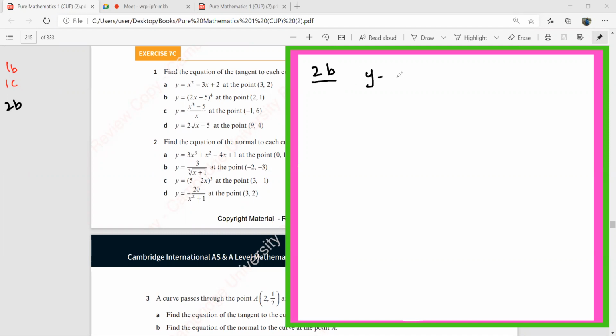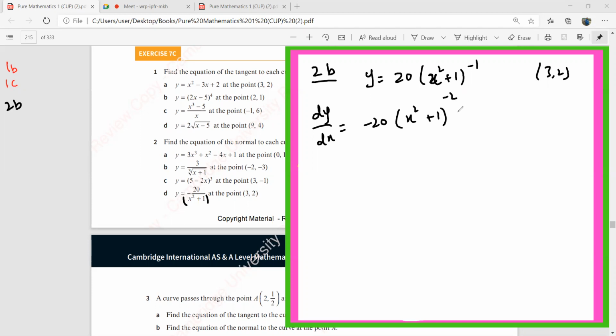Okay, I'll be writing this as y is equal to 20 into (x square plus 1) raised to power minus 1. And the point is 3 comma 2. I have moved all this denominator up to the numerator, okay? So now dy by dx is going to be minus 20 (x square plus 1) raised to power minus 2 into 2x, that is the derivative of x square plus 1. So this becomes minus 40x over (x square plus 1) whole square.